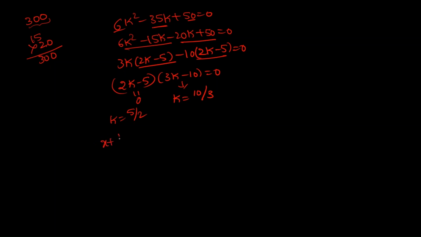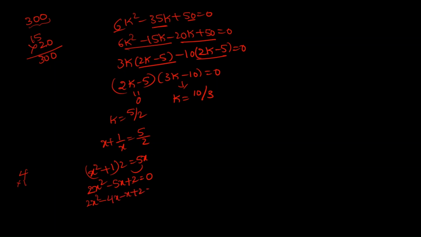x plus 1 by x is equal to 5 by 2. Now again solve this. Here we take x as common and then cross multiply. So x square plus 1 into 2 is equal to 5x. 2 into 2 is 4. So 4 can be written as 4 into 1. So 4 plus 1 is 5. We can consider that 2x square minus 4x minus x plus 2 equal to 0.